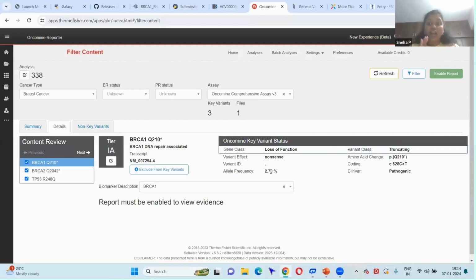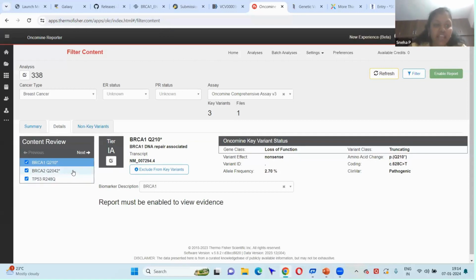Now, what is this allele frequency? I will tell you. After the sequencing has happened, we have huge reads, right? Those reads will be aligned, and the number of these reads in which this variant is seen is the frequency. 2.70 is too less to be considered. However, ClinVar suggests it as a pathogenic variant.